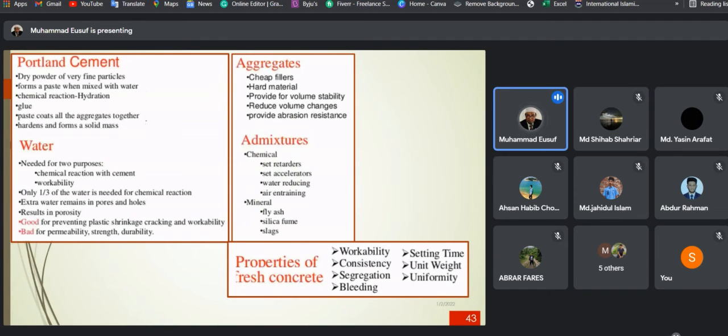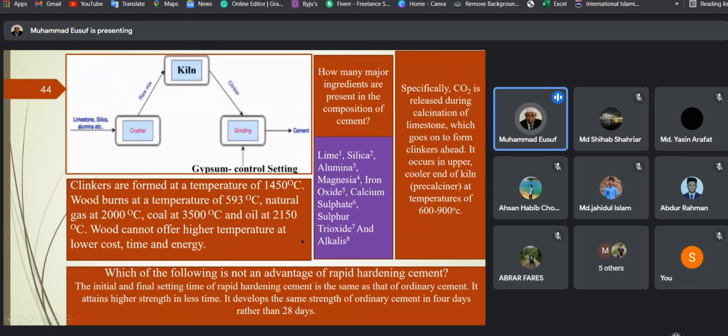Bleeding, it's bleeding meaning is water and cement come out from the concrete. Setting time, unit weight, uniformity. Please read it. If no problem, inshallah we will work together again.